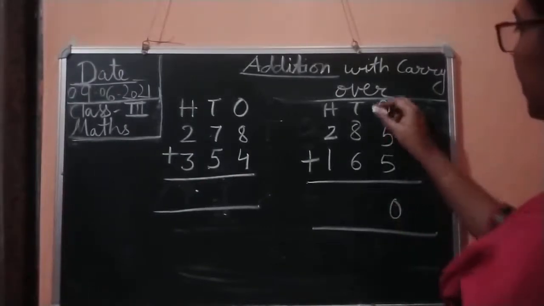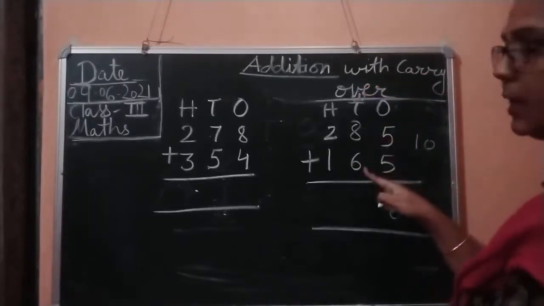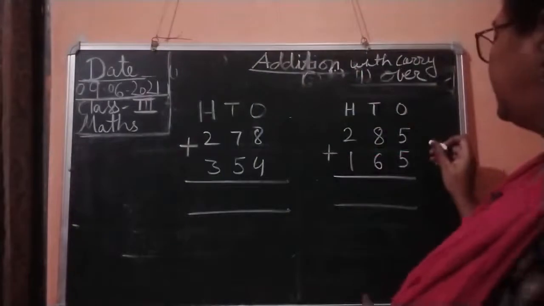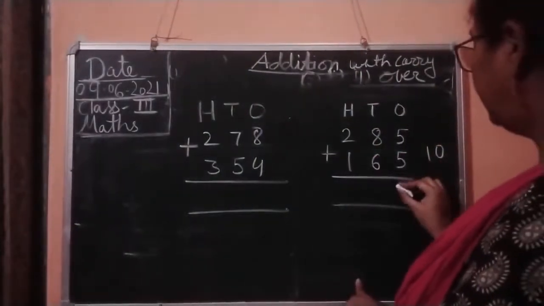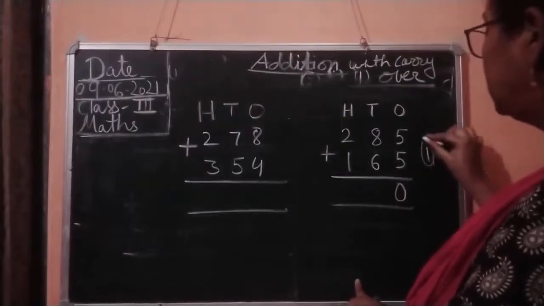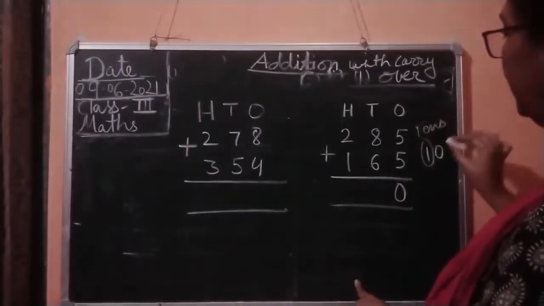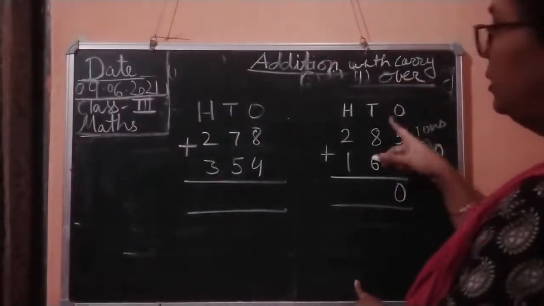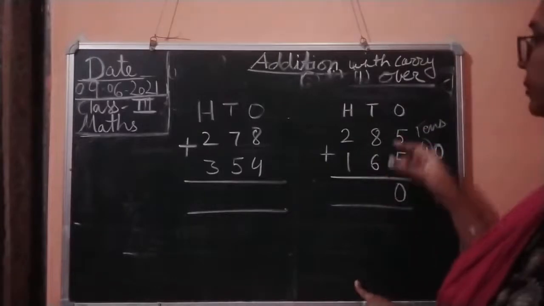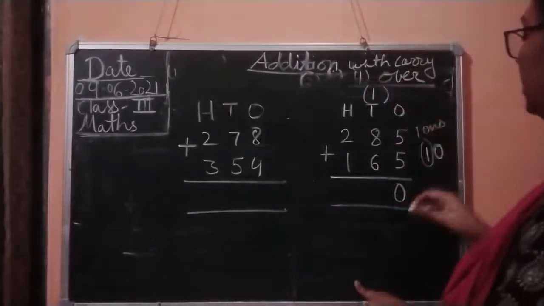Now we will write over here in tens, 8 and 6. So 10 we got over here. Now 0 we will write, and then this is tens. Okay, this is 0 ones and 1 tens. So that is why this is the tens column. So we will write over here 1.